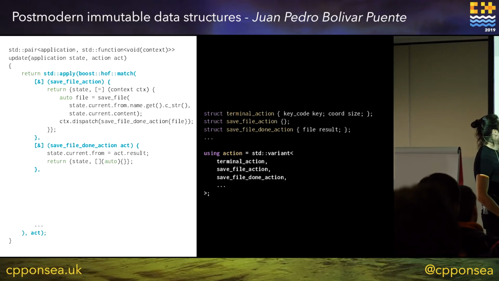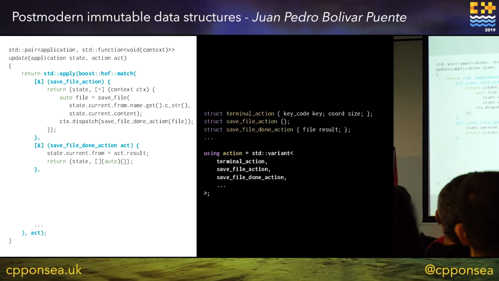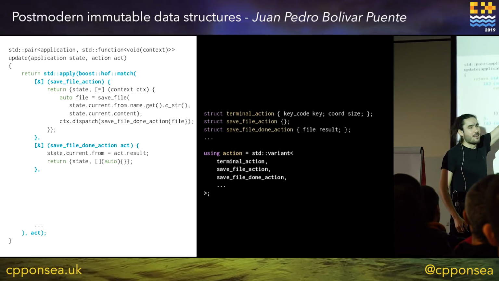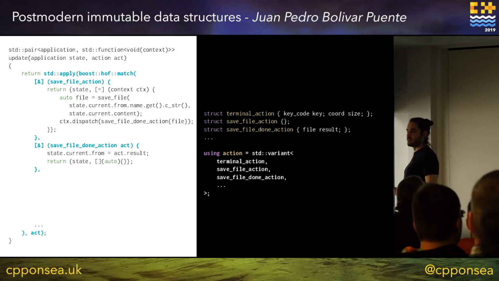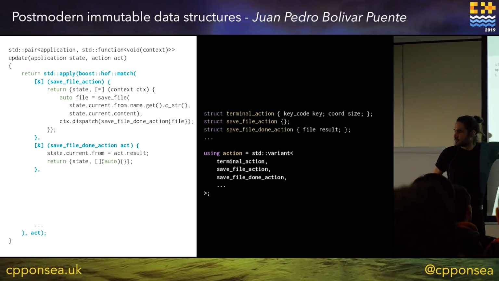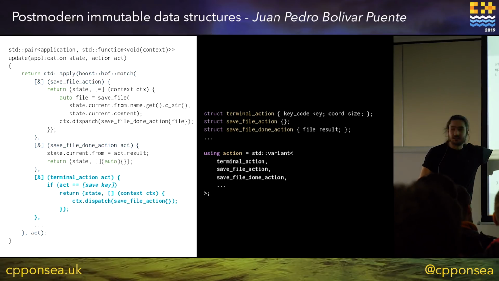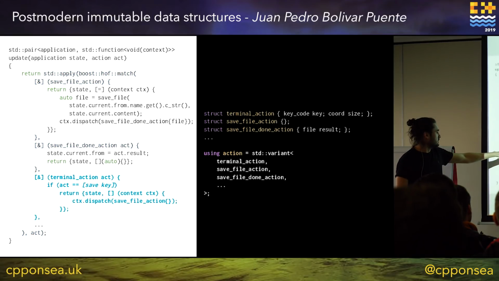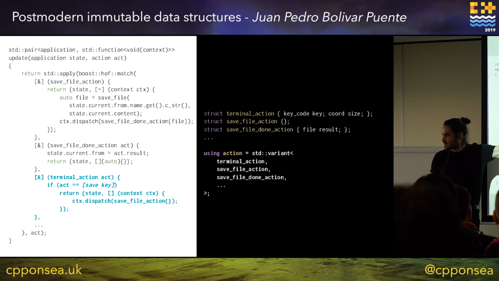I use a utility from Boost here. There is another version from Vittorio, actually, in the Celta library, which is a match function that allows you to create a visitor out of lambda functions. So basically, we just say here std apply match, and then we pass one lambda that says, well, if I have a save file action, I do this code. If I have a save file done action, I do this other code. And then finally also, if I have a terminal action, then I actually am going to return an effect that dispatches the save file action.